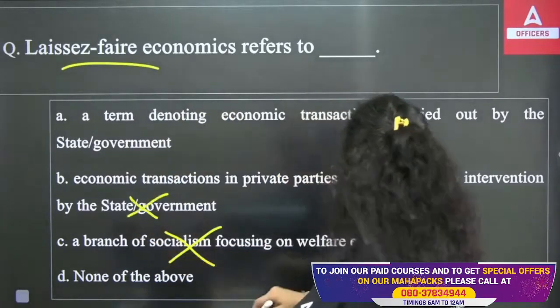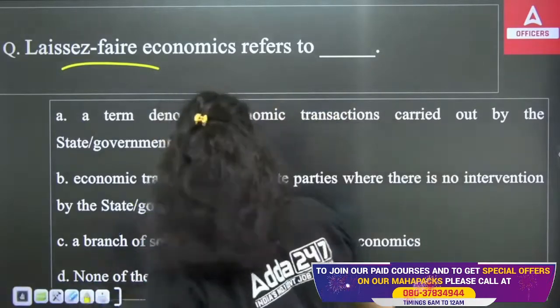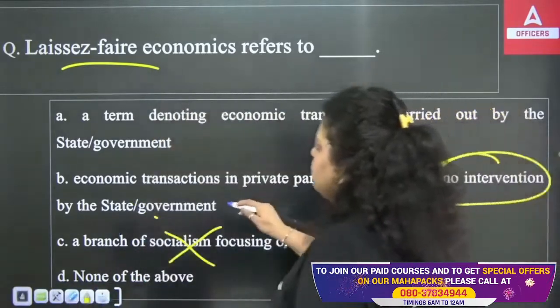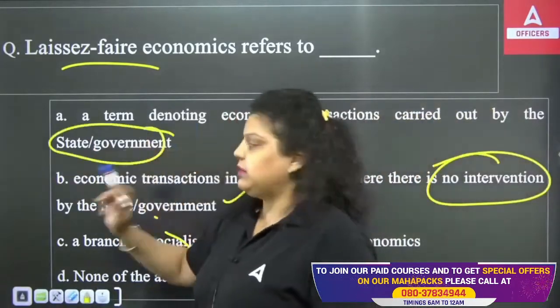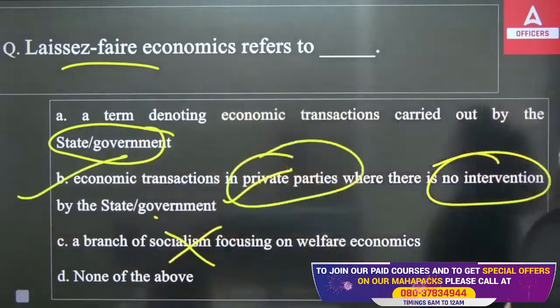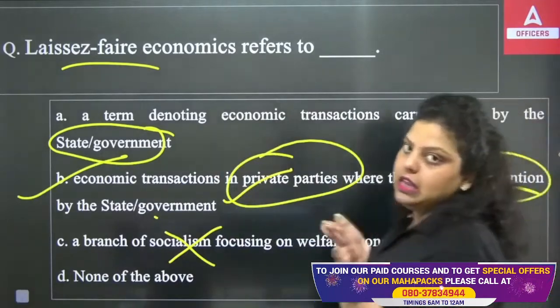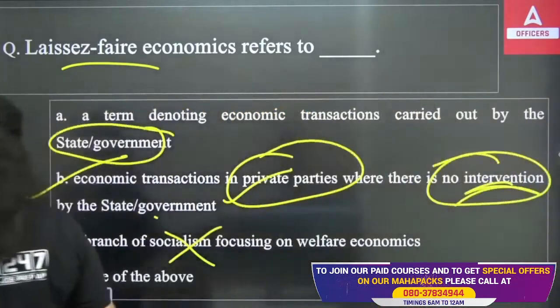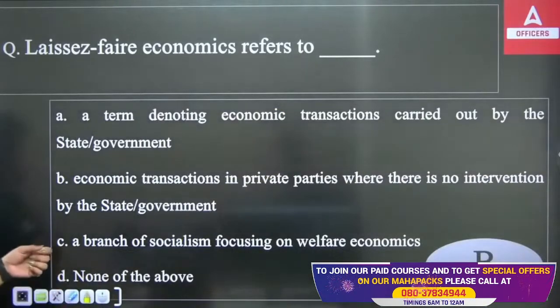Achha, one second. No intervention, it is written. It is talking about no intervention of government. That's true. A term for economic transaction carried out by the state or government, that's a socialistic economy. So the right answer will be B. Economic transaction run by the private parties and there is no intervention. No intervention will be done by the government. That's the right answer. So the right answer will be your option B. That's the laissez-faire economy's definition.